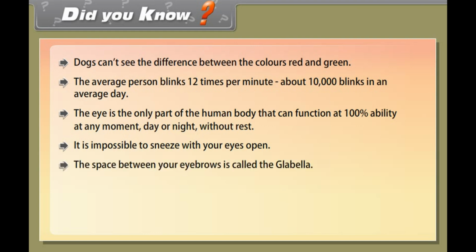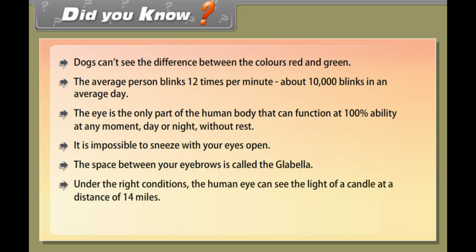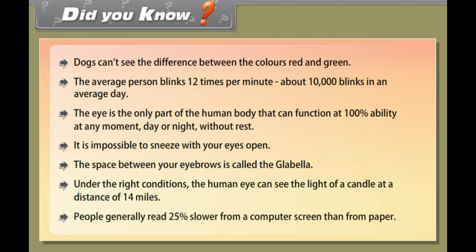The space between your eyebrows is called the glabella. Under the right conditions, the human eye can see the light of a candle at a distance of 14 miles. People generally read 25% slower from a computer screen than from paper.